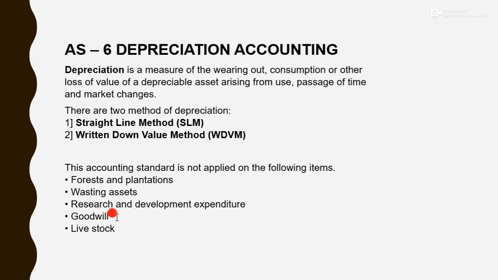For goodwill also, and for livestock also. Why for livestock? Why for forest and plantation is depreciation accounting not applicable? Because there is a separate accounting policy, that is farm accounting. In there we will calculate forest expenses, forest income, livestock expenses, livestock income, etc.